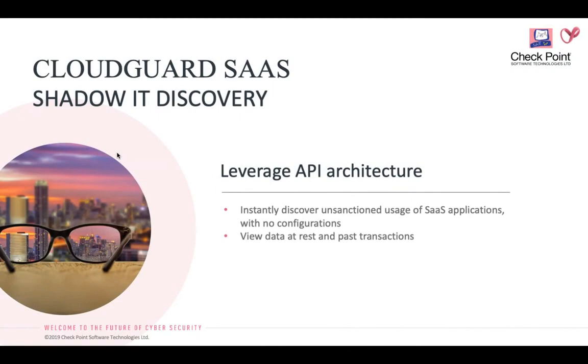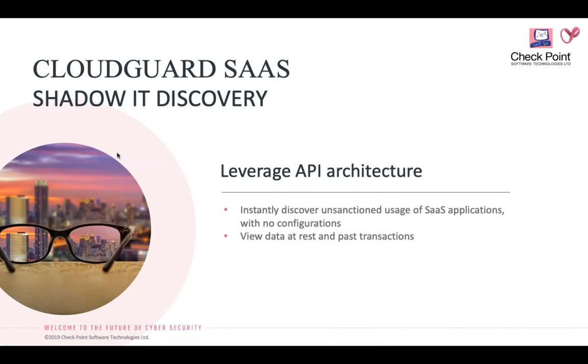Now, if we talk about the CloudGuard SaaS shadow IT discovery module, we can say that CloudGuard SaaS is a cloud service with a cloud-to-cloud API architecture, right? It's integrating from one cloud to another on the basis of APIs. And both of them talk to each other via API calls, allowing easy visibility onto unauthorized SaaS activity without having to rely on proxies, right?